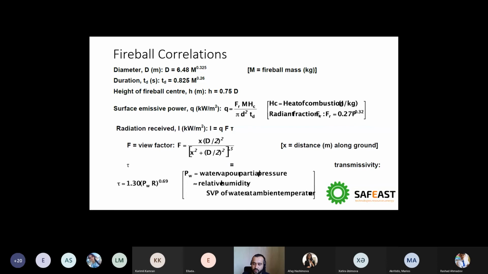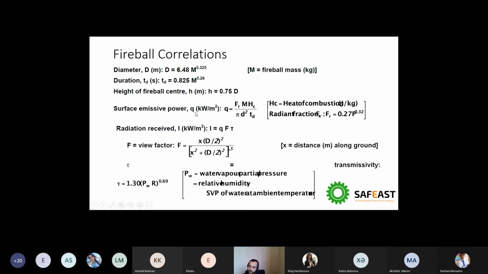Okay, so fireball correlation. In terms of certain correlations, the diameter of the fireball will depend on the fireball mass. And duration, as I said, again depends on the mass in the fireball, but you can imagine that it will take seconds, not minutes. The height of the fireball is usually a fraction of the diameter. And using all this input, you can calculate the surface emissive power.